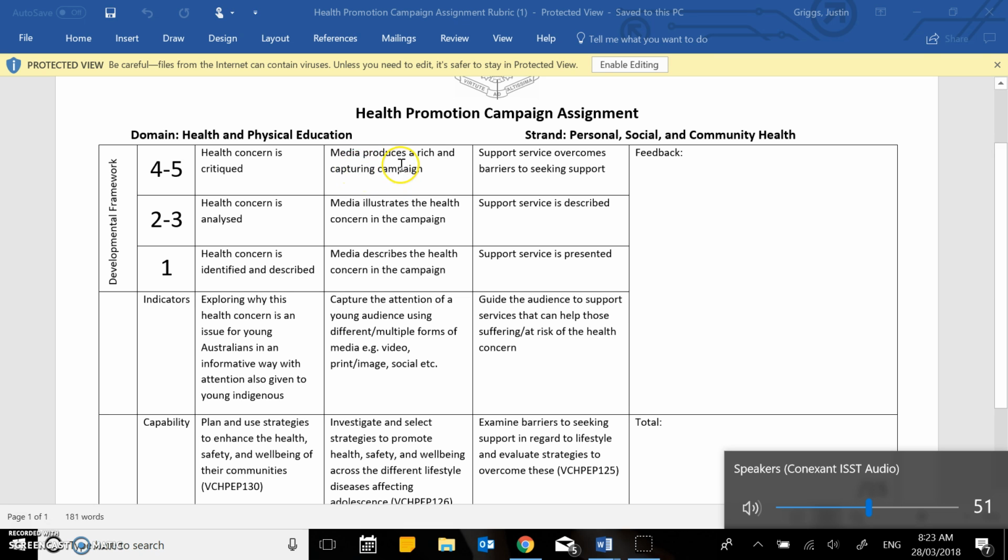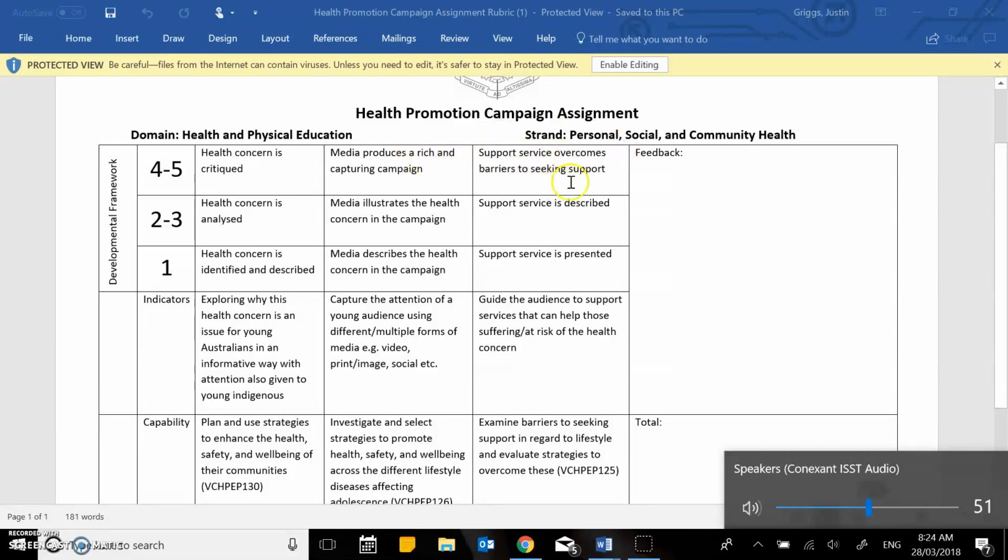Then over on this criteria, we're talking about media produces a rich and capturing campaign. That basically means how engaging is your particular campaign to the general public. So if I was to come across that as a member of the general public, how engaged would I feel? How likely would I be to get involved in what you're producing? So there's a persuasive element here, as there is in any sort of campaign.